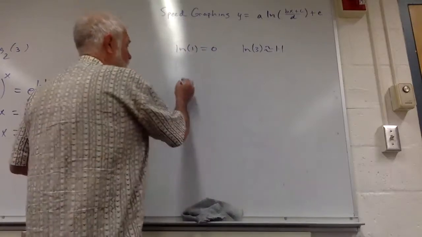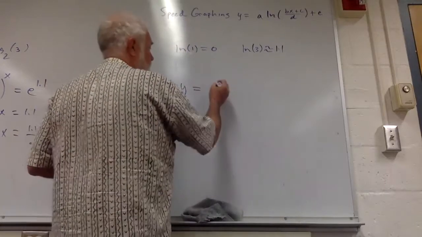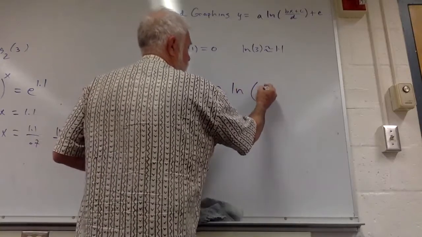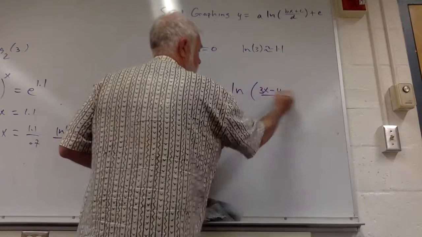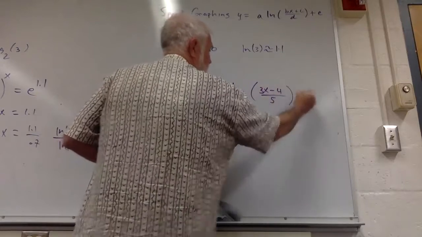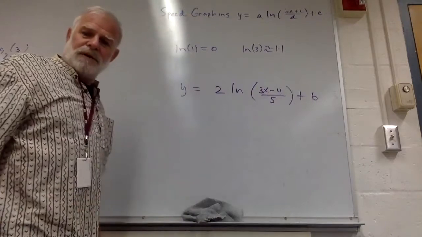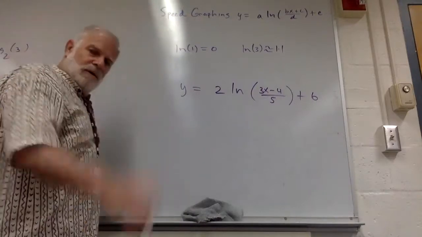How about we do y equals, let's do 2 ln of (3x minus 4) divided by 5, plus 6. There we go. All right, pause the video, you try it. Bingo, bango, bongo, here we go.